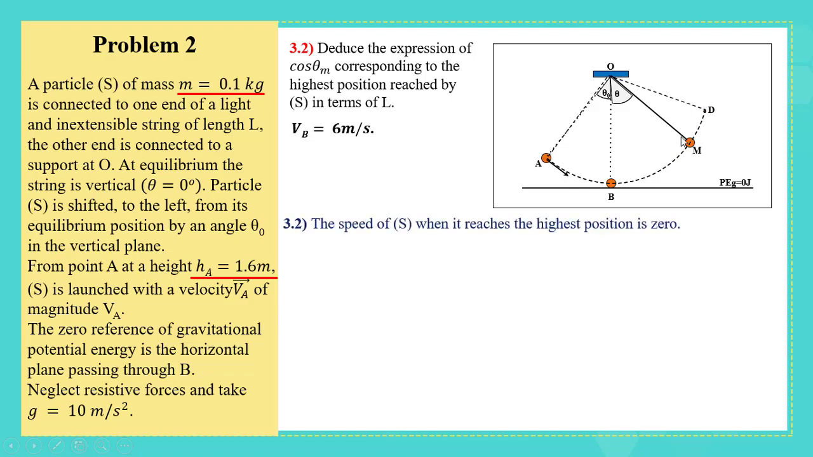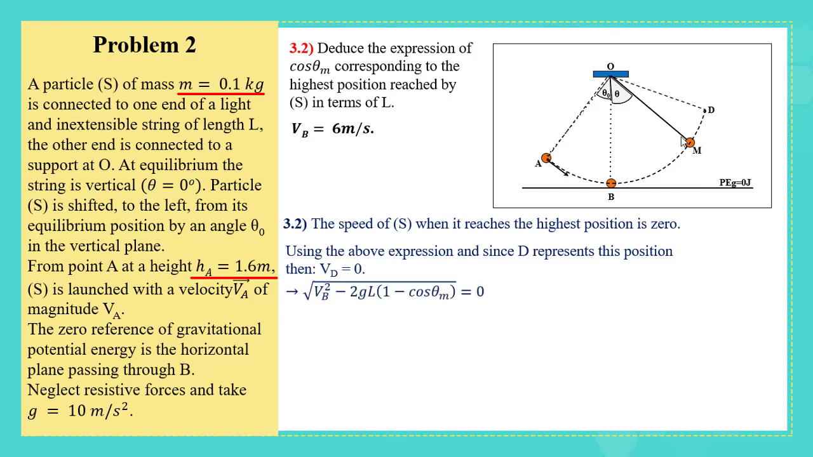Then, using the above expression that was found in the previous exercise for VM, we can write radical VB squared minus 2gL into 1 minus cosine theta maximum, because M now is considered as the maximum position, and we write it as theta maximum, equals 0, because we said that the maximum position has 0 speed. Now square both sides.